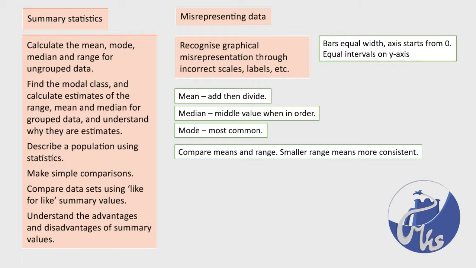Misrepresenting data, so you're looking for clues. Typically in bar charts these questions have appeared where the bars are not equal width. If they are different, you have not got a graph which is representing that data well. You want to make sure that your axes start from 0 on the y-axis. If it doesn't start from 0, that can be misleading. And you also want to make sure that it's going up in equal intervals. If at any point it's not, then again you've got misleading data, and they would be the typical things you want to look for.